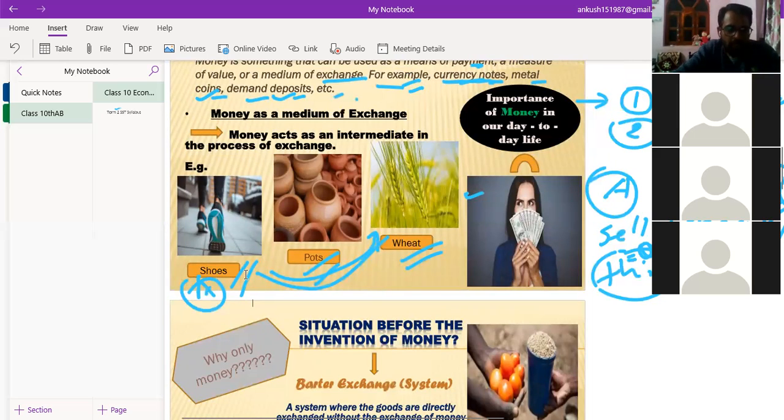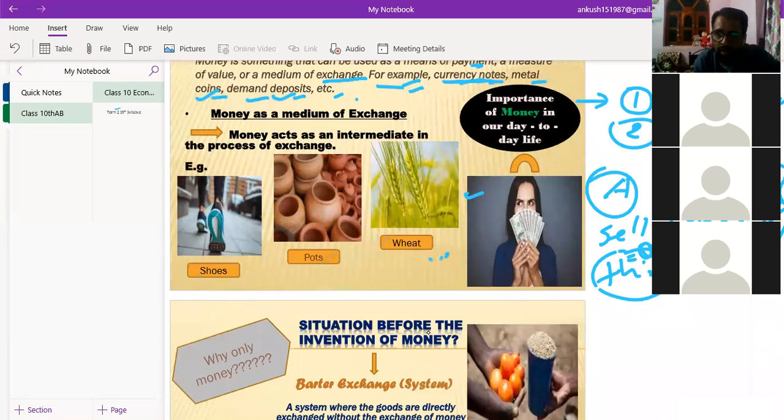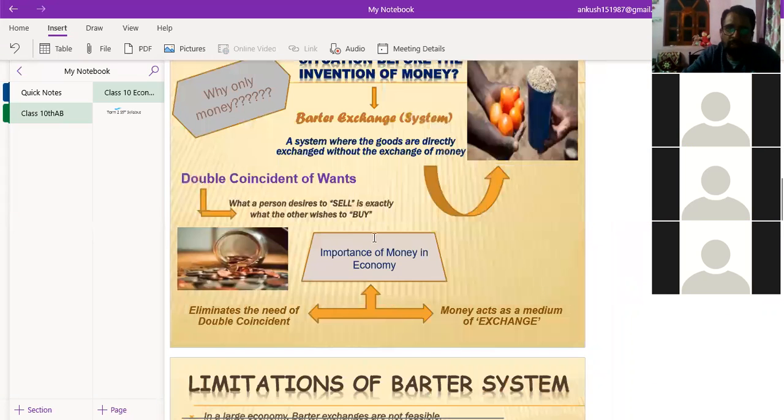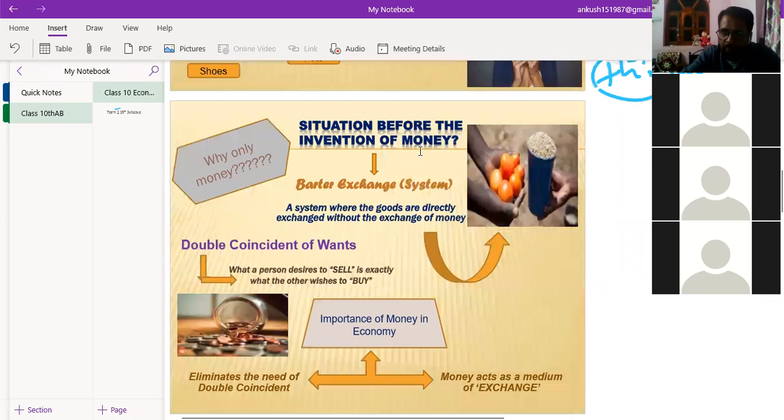Understood? And that is why, whatever we have already discussed about the ancient time, in ancient time they used to exchange the things. And that system was called barter system. What was it called? Barter system. Situation before the invention of money. As you can see the heading on this. Are you getting?